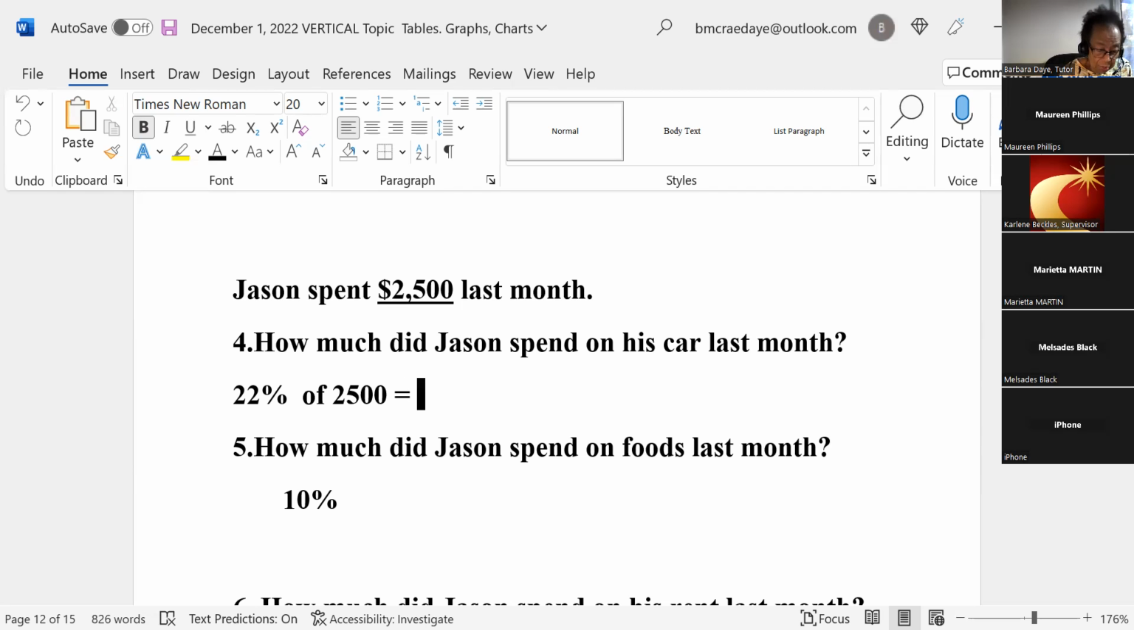Change your percent to a decimal. Multiply by 2,500. Now I did 2,500. What did you get? 25. How did you do it, Maureen?